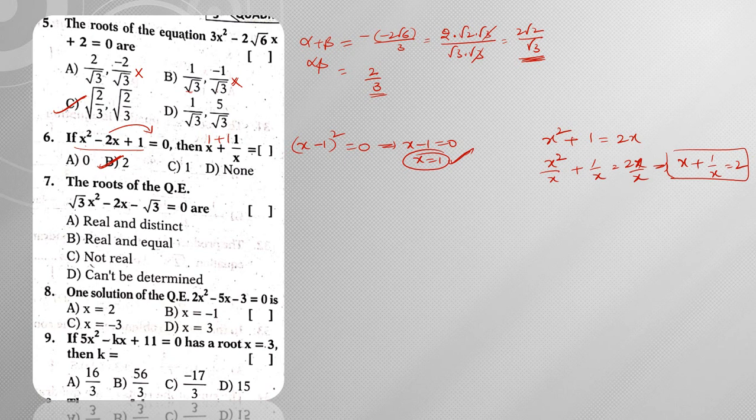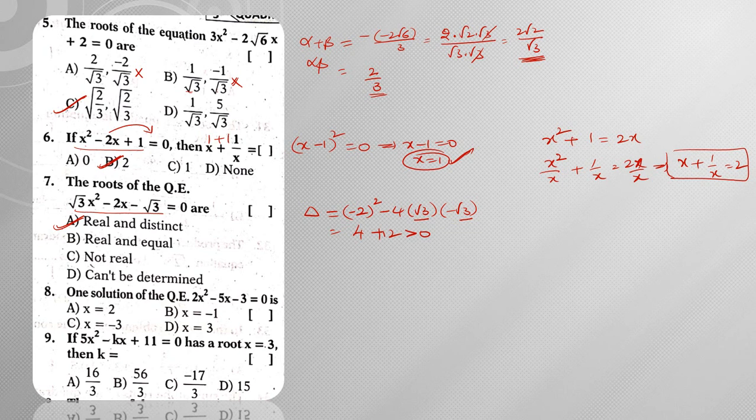Next, the roots of the quadratic equation are, so if you want to decide the nature of roots, simply you can go with the discriminant, so delta value. So delta is equal to b square minus 4ac, which can be written as minus 2 whole square minus 4 into root 3 into minus root 3. So minus 2 whole square is 4, minus root 3 into root 3. Root 3 into root 3 is 3. So here minus into minus will become plus. Next, 4 into 3, 12. Since it is greater than 0, you can say real and distinct.